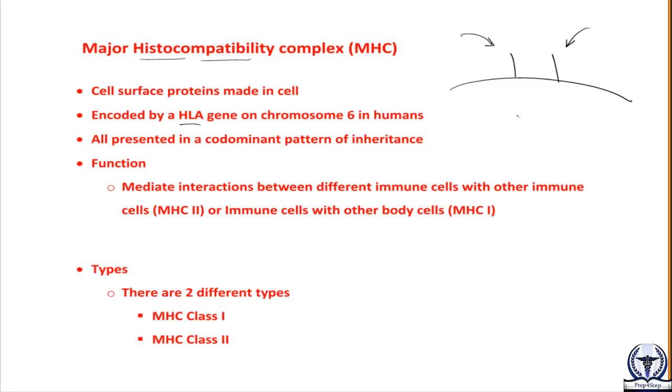Function, what they actually do: they mediate interaction between different immune cells. Antigen presenting cells can talk to the other immune cells, or the T cells, in the case of MHC class 2. In the case of regular body cells, the MHC class 1 helps them communicate with the immune cells, telling the immune cells that, look, we're self cells, do not kill us, etc. There are two different types. In this video, we're going to talk about class 1, and in the subsequent video, we're going to talk about class 2. So let's get started.